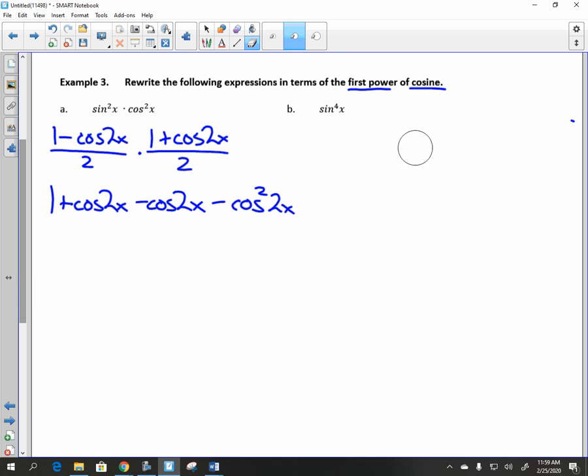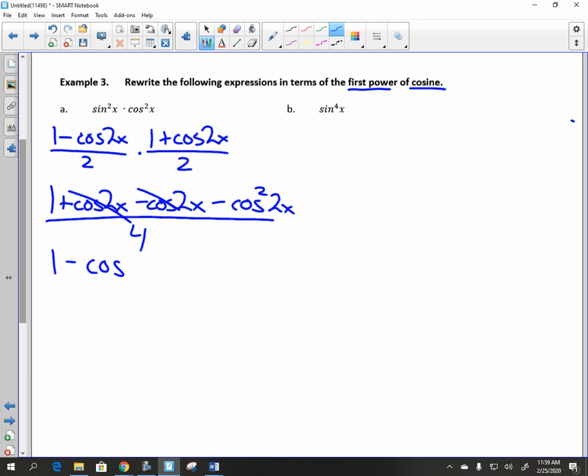All right. We multiply the denominators. Multiply the denominators, you get 4. What do you notice about the numerator? Cancels, and that's awesome. It's Christmas. 1 minus cosine squared of 2x all over 4.